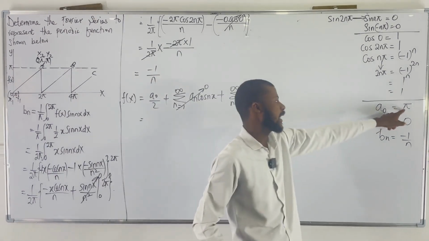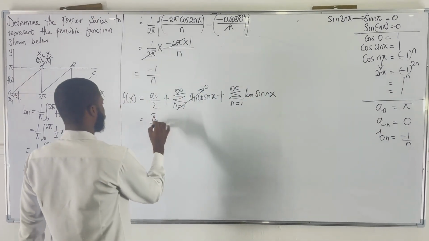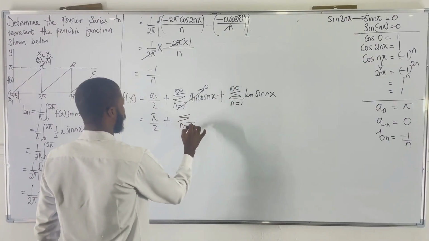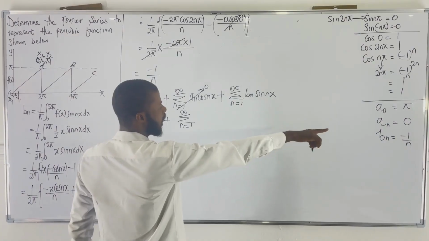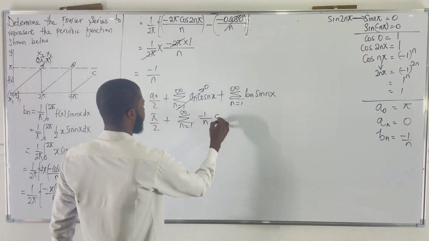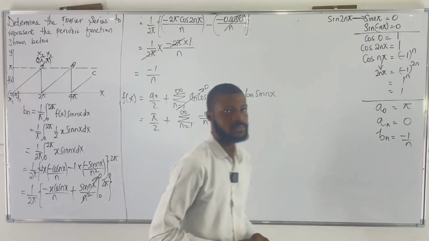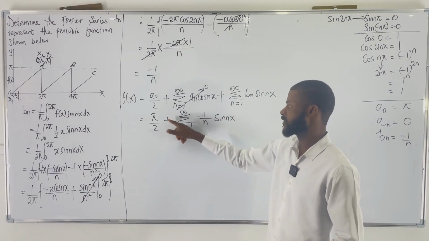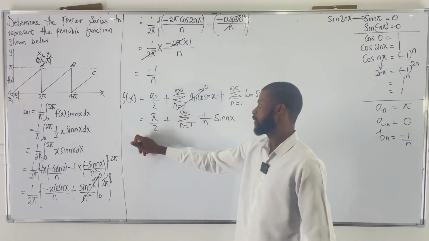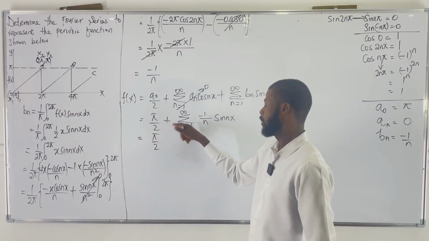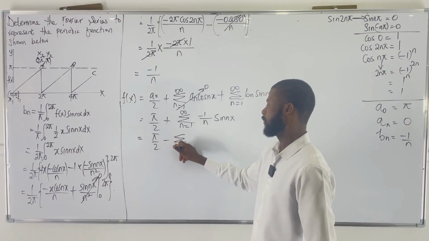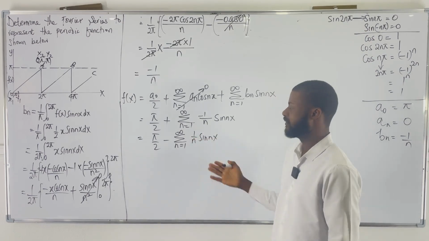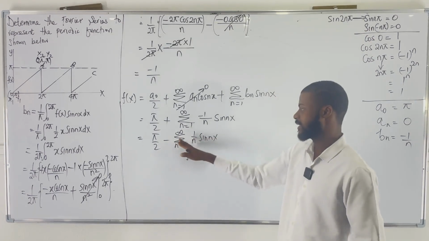Now what is our a naught? Our a naught is pi. So this will be pi over 2 plus the sum from n equal to 1 to infinity. What is b sub n? Minus 1 over n, sine nx. If the expression says leave your answer, let's bring out this minus first. So this is pi over 2 minus the sum from n equal to 1 to infinity of 1 over n sine nx. If they say in terms of n, leave your answer, you're going to leave it like this.